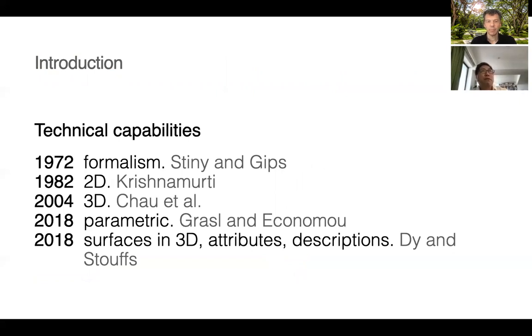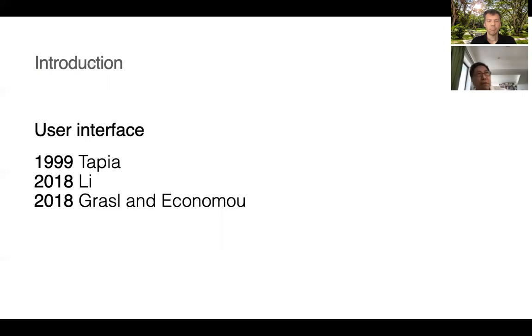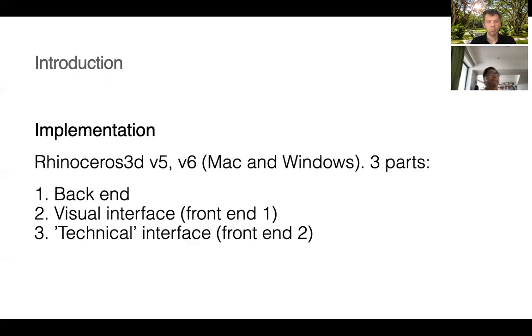The formalism itself was developed in 1972, and then implementations have come slowly but surely. We had a 2D implementation, and then a 3D implementation, a parametric implementation, and then more recently also advanced objects such as surfaces in 3D. In terms of the interface, Tapia's was the first to have a visual interface, which we think is relevant because that's the whole point of shape grammar, to have something that is visually immediate. And then both I and Graziani Economou have also continued in this line.